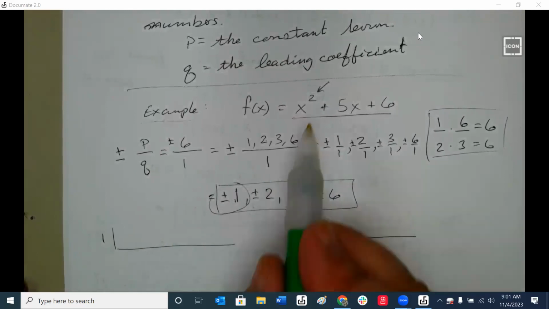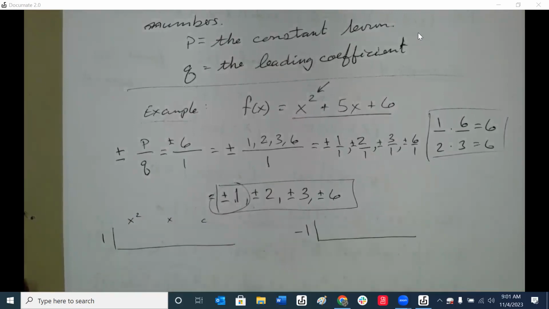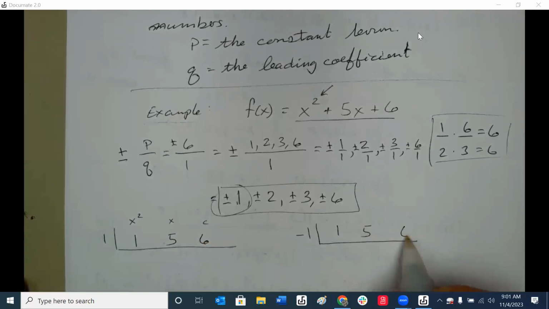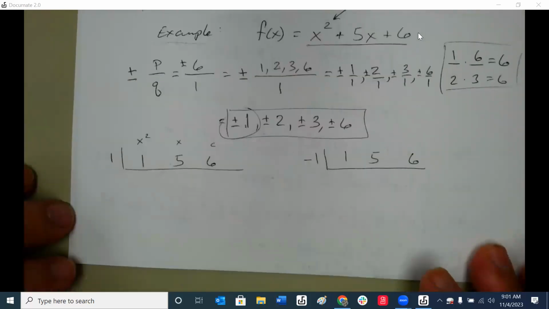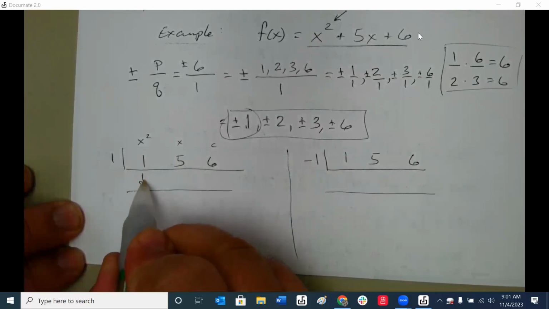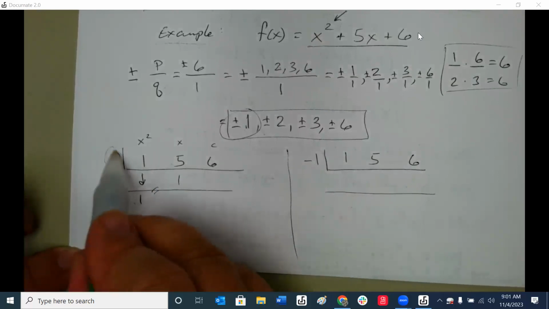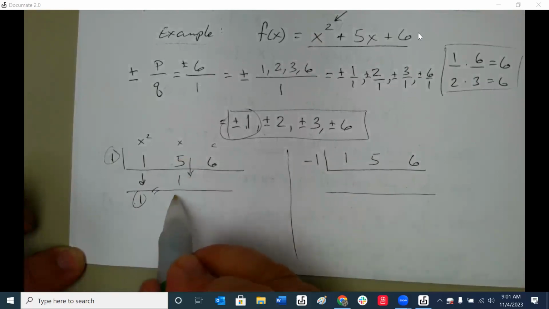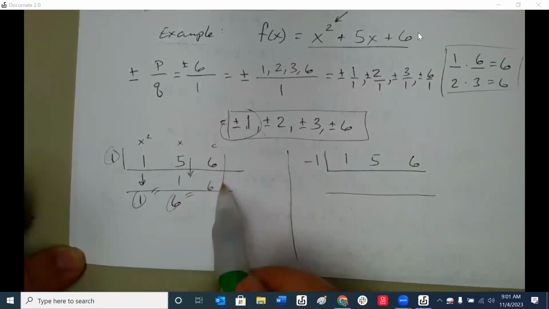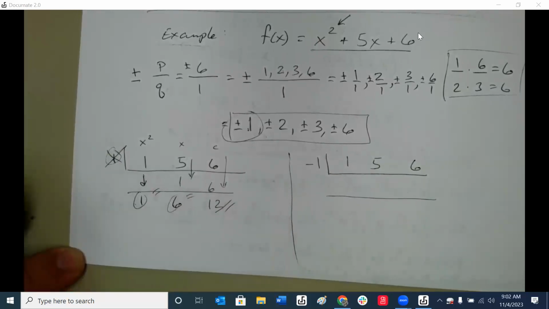Inside here goes the coefficients of x squared, of x, and the constant. So it's going to be 1, 5, and 6. The process of doing synthetic division is bring the first number down and multiply. 1 times 1 equals 1. Add straight down. 5 plus 1 is 6. Repeat the process. 1 times 6 is 6. Add these straight down, you get 12. It's not 0, so that's not a 0. 1 doesn't work.